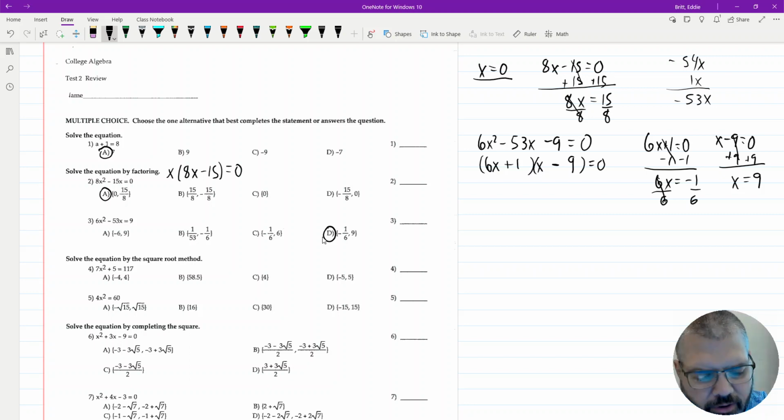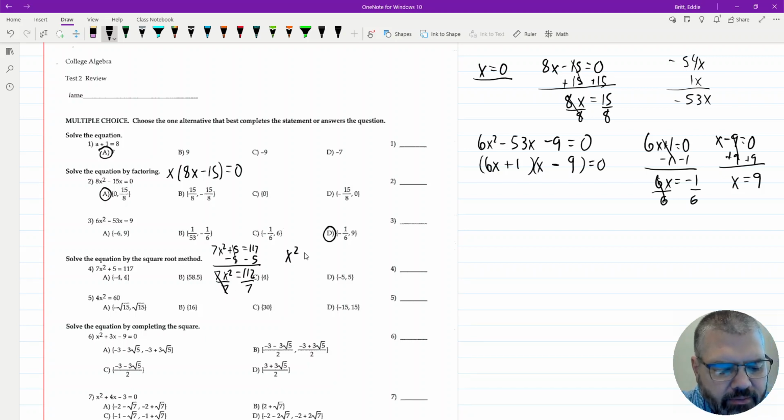Alright. On number 4, it says solve by the square root method. Alright, so the square root method, what we want to do is get the 7x squared term by itself. So I have 7x squared plus 5 equals 117. Subtract 5 from both sides. When I do, I have 7x squared equals 112. Now divide both sides by 7.